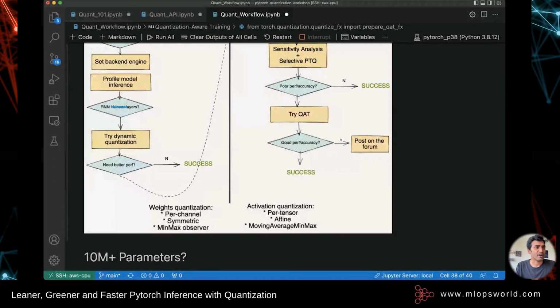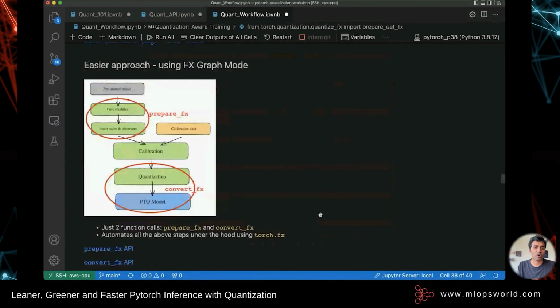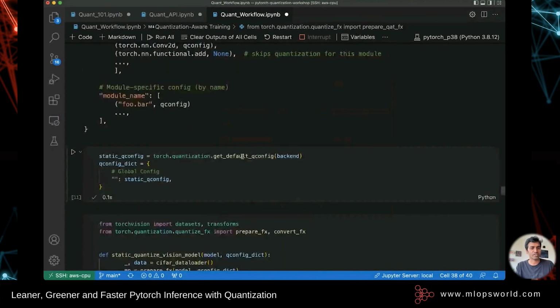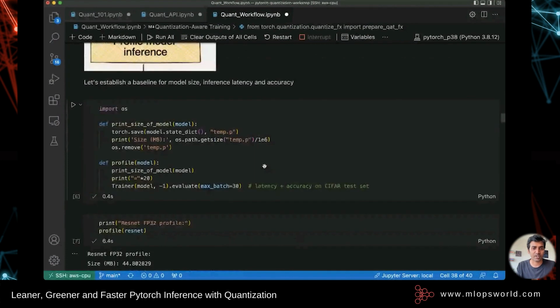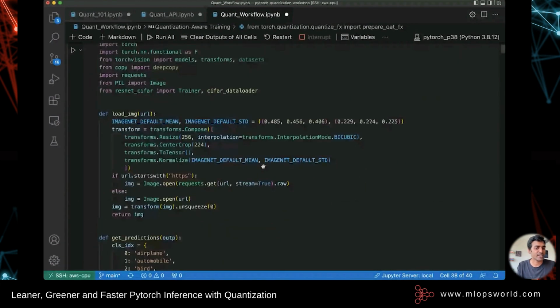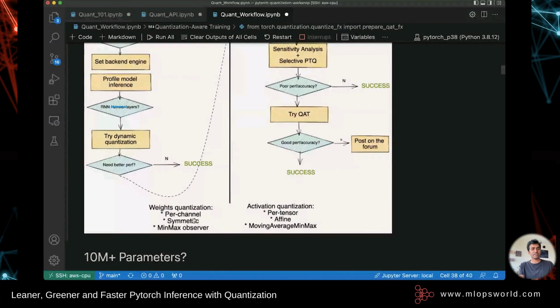I think someone had asked this question before: how do you set these per channel and the quantization schemes? Happily, the default qconfigs already take care of this for us. In the default qconfigs, the weights use per channel and symmetric quantization, and the activation uses your per tensor affine scheme.